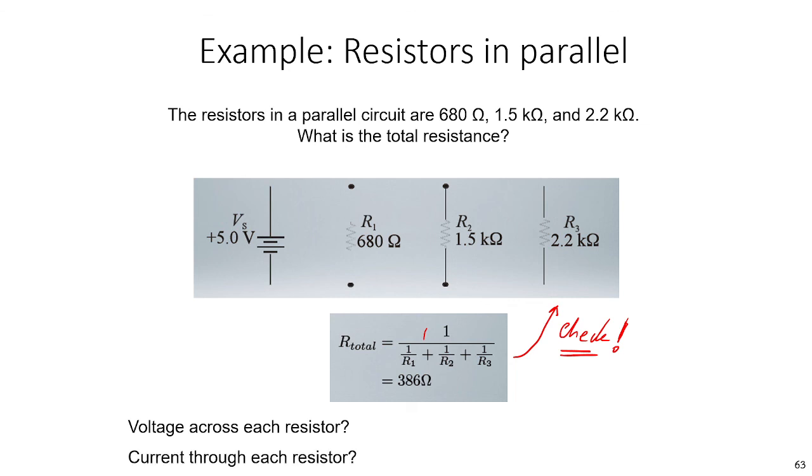Okay, and the current flow, okay, is based on the voltage across. What is the voltage across? It is 5 volt, right? The current will be 5 divided by 386, right? That is the current here, in ampere. Okay.